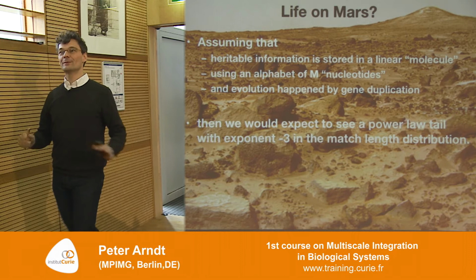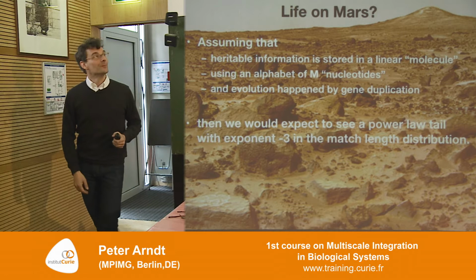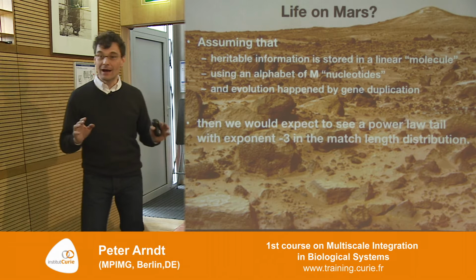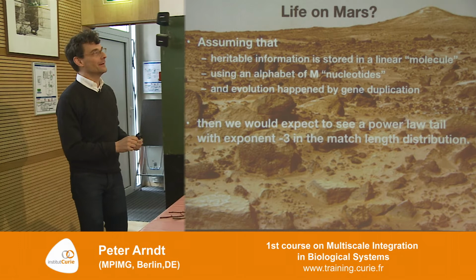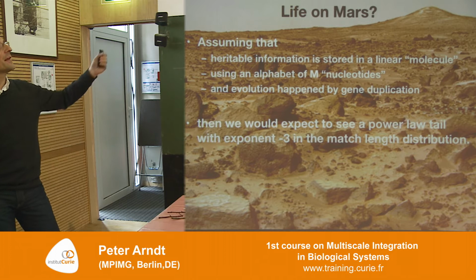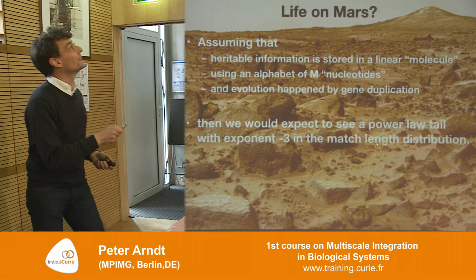Okay, and that brings me to my last slide. I guess every scientist should have a nice hypothesis which can be proven wrong in the future. Mine hopefully will stand a few hundred years. If there's life on Mars or on this comet or wherever, of course this life doesn't know DNA. DNA is probably just on Earth. So life on Mars probably has another molecule, but let's suppose we assume it's a linear molecule, so the heritable information is stored in a linear molecule.